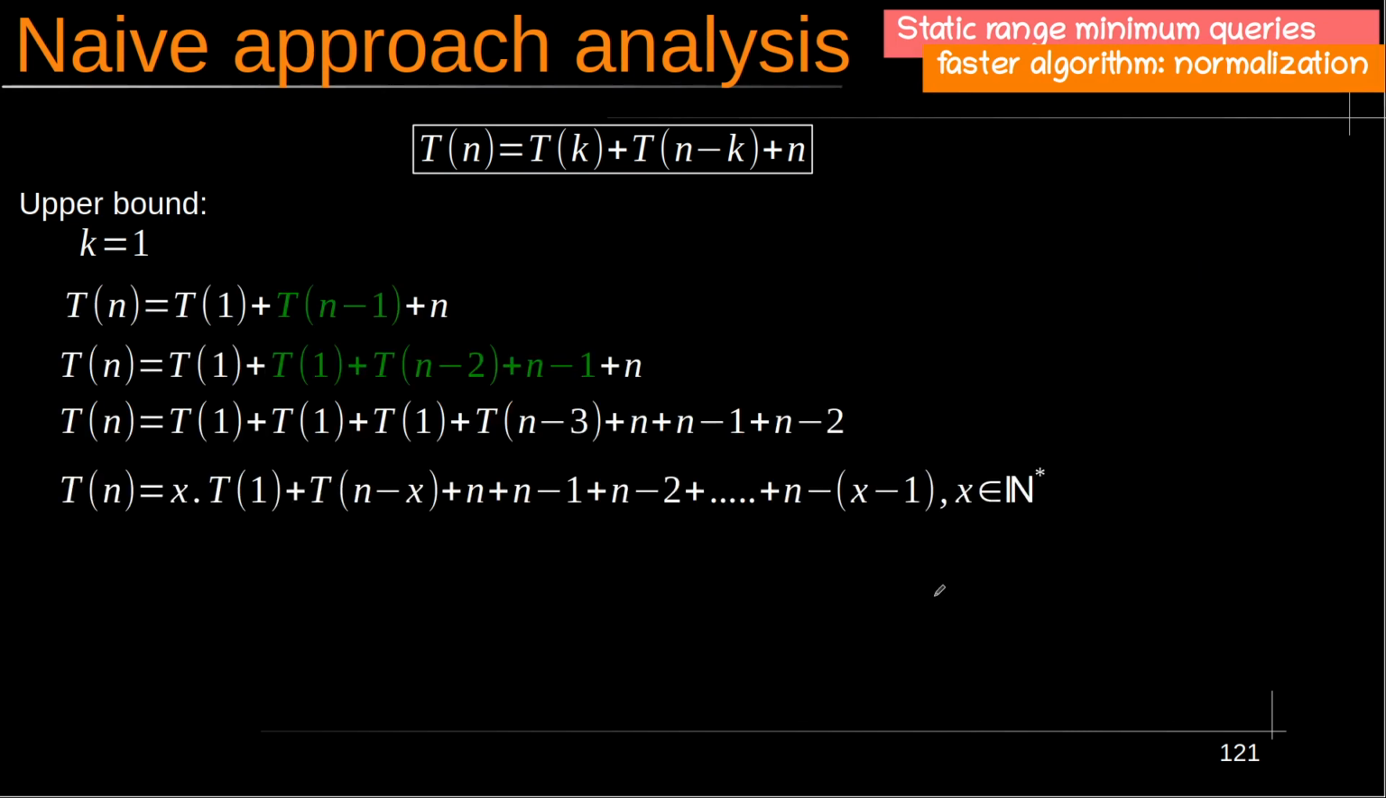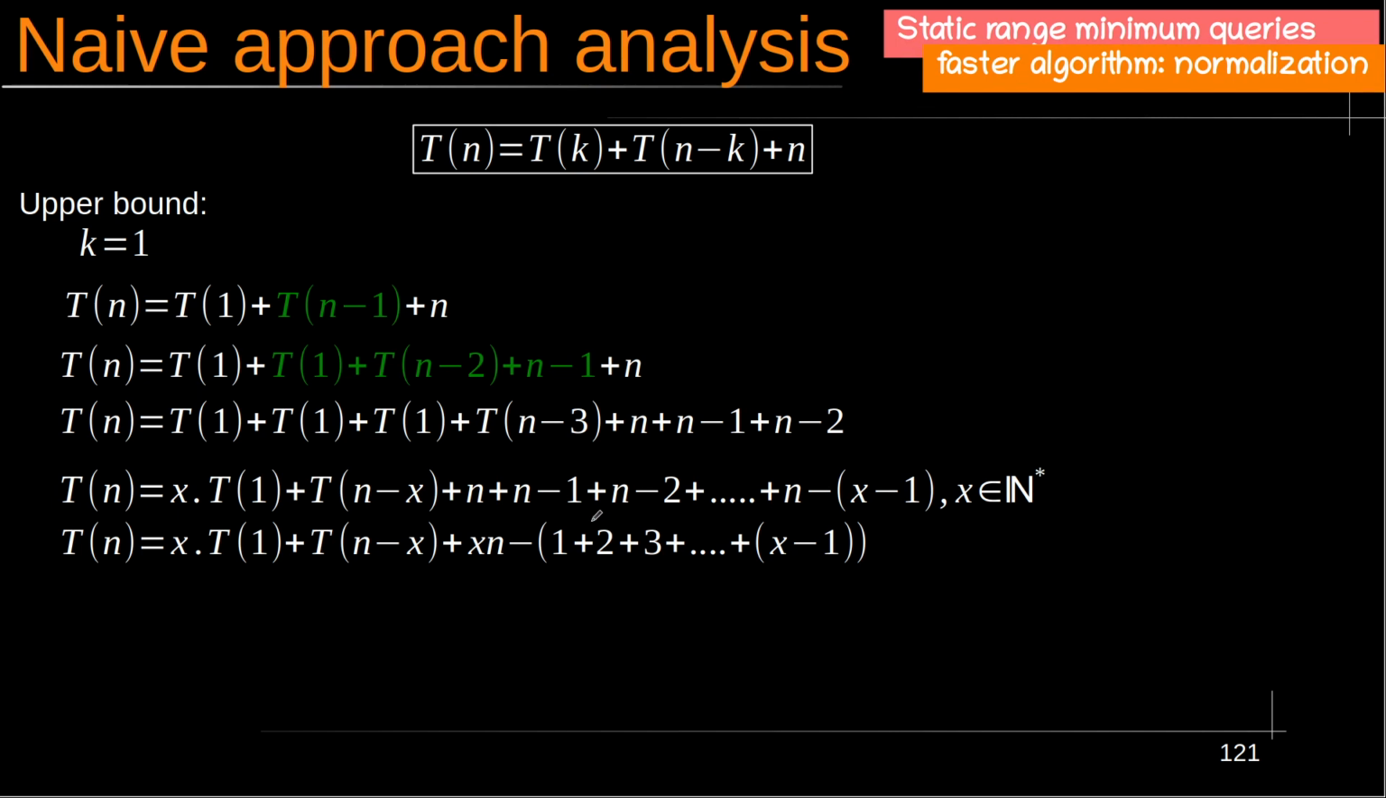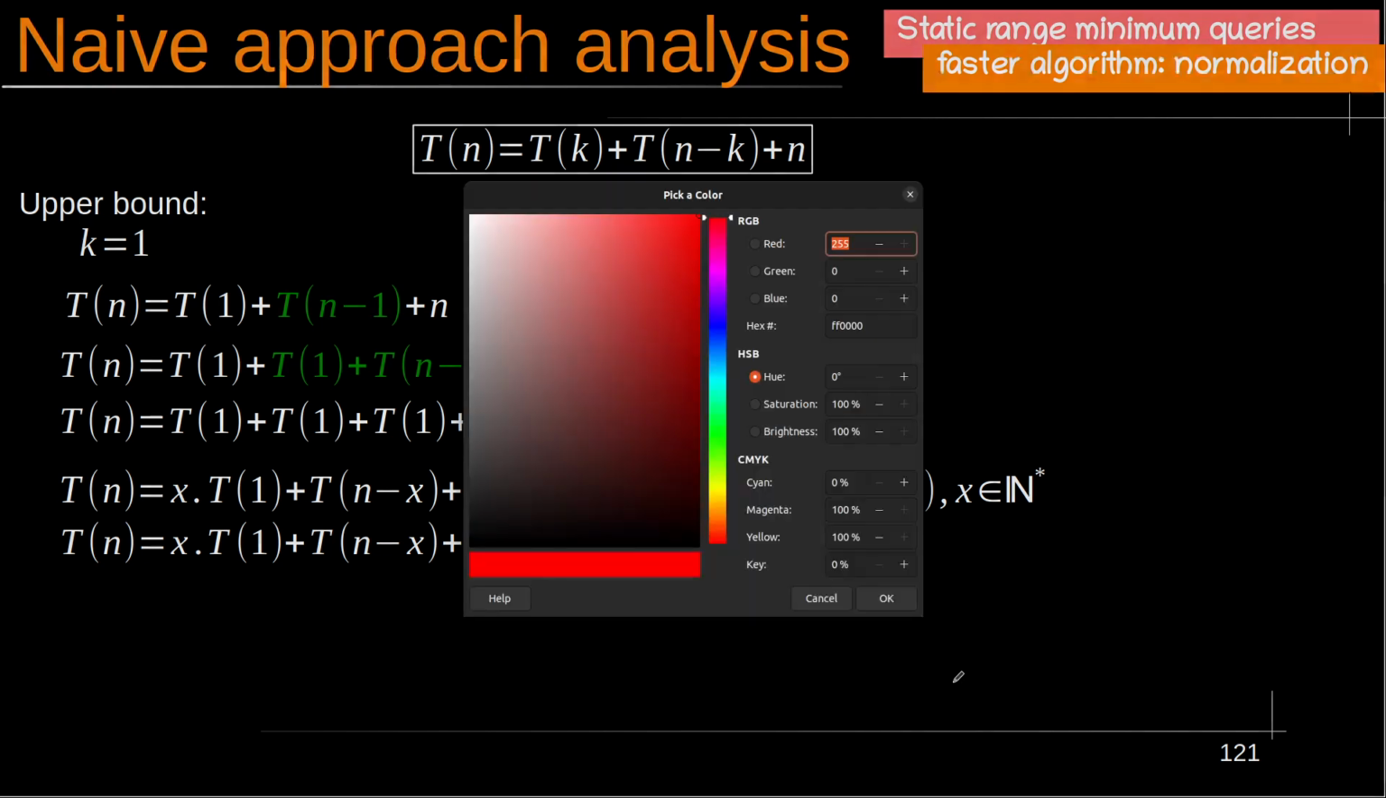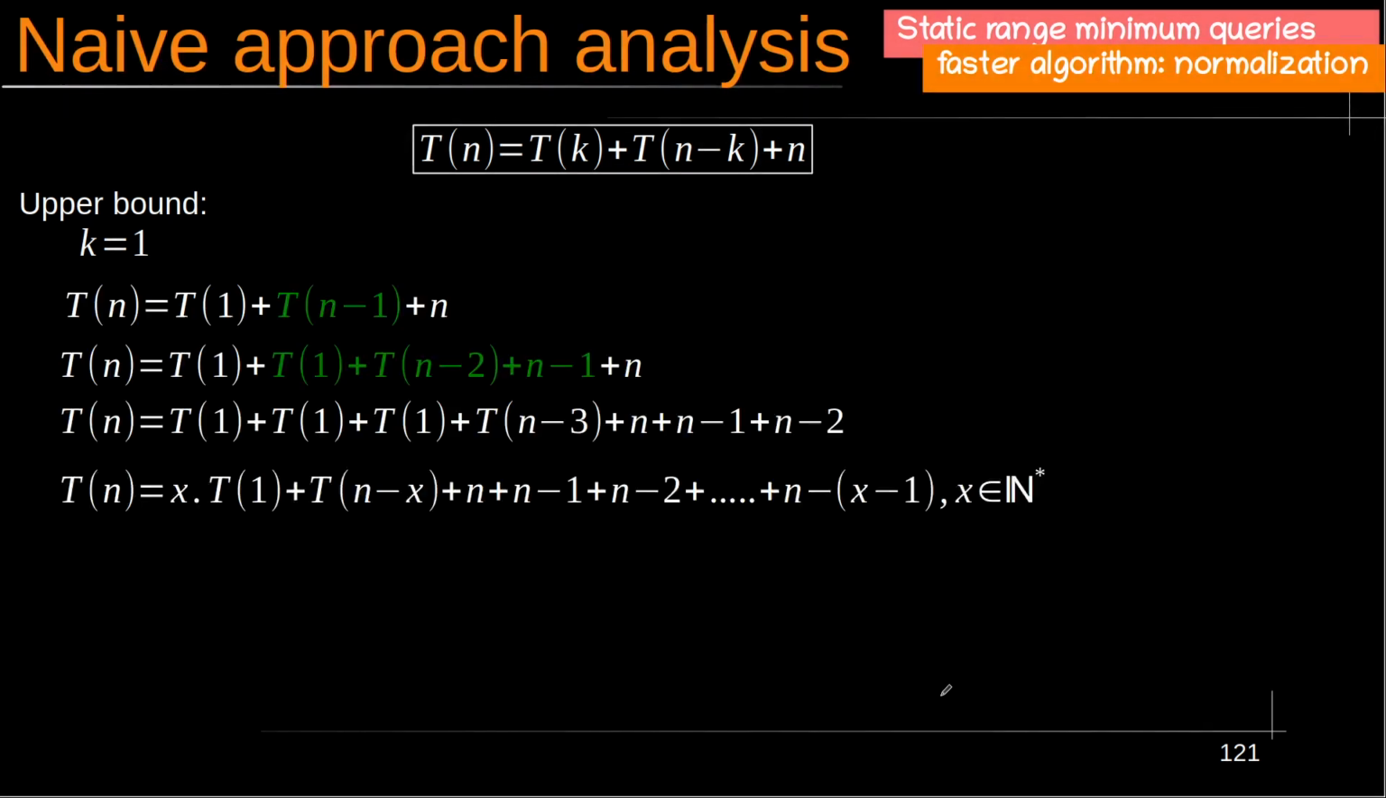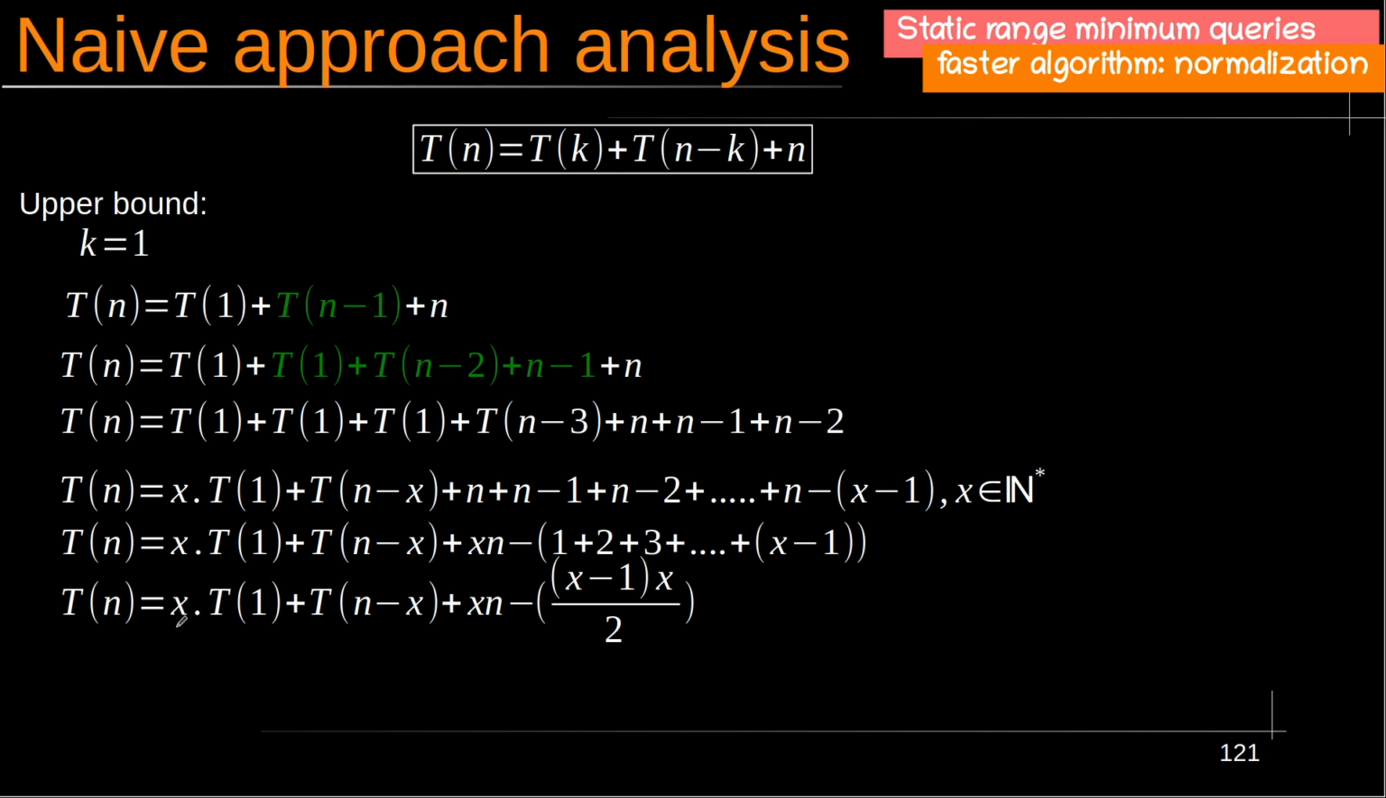So here we can say this one: n plus n minus 1 plus n minus 2 plus n, etc. We can get xn. And we have minus 1, minus 2, minus 3, until minus x minus 1. We can write it as minus 1 plus 2 plus 3 plus until x minus 1. This sum can be computed using the famous formula, this one.